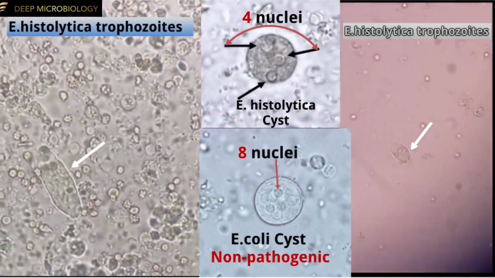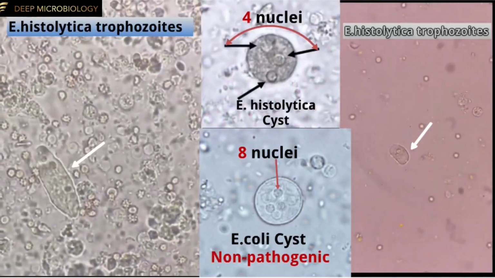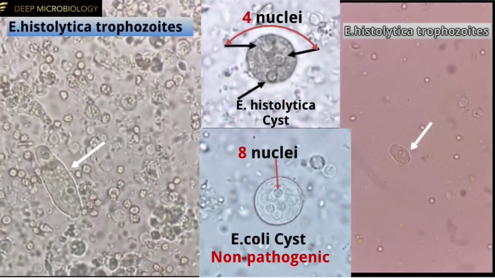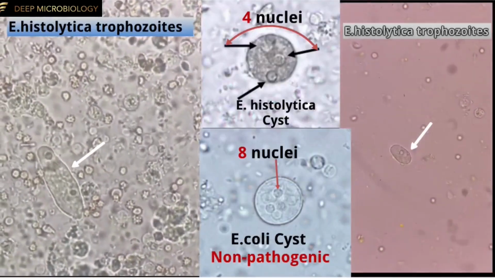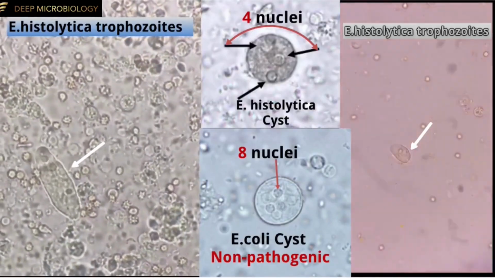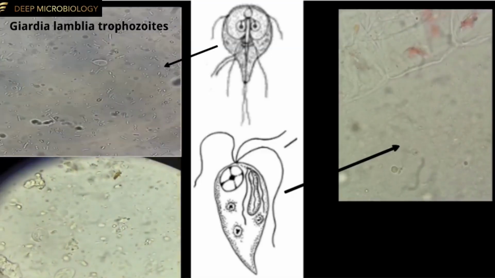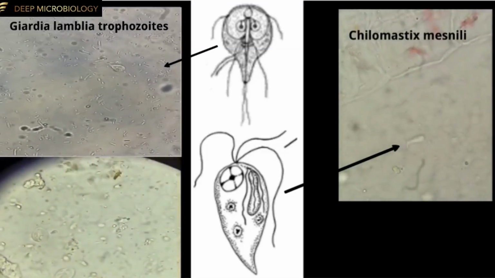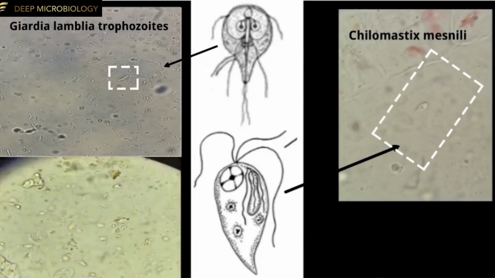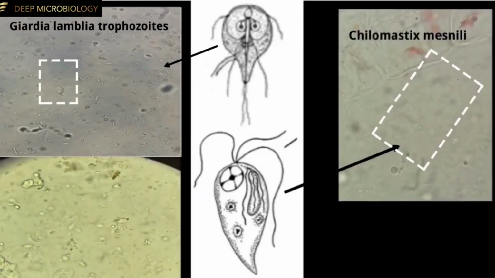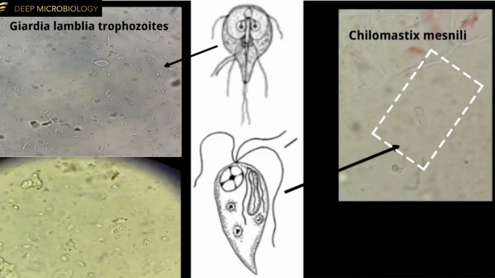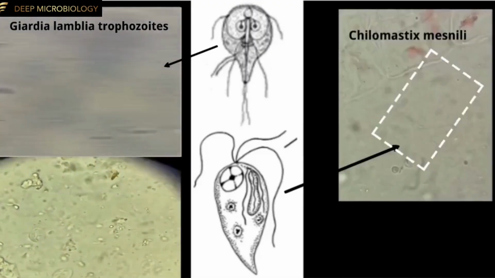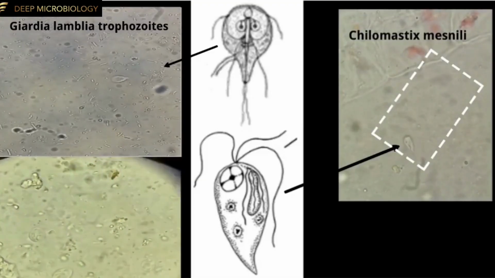The variation in trophozoite size reflects normal morphological diversity, likely influenced by phagocytic activity, and the dynamic extension of pseudopodia during motility. Here we observe that Giardia lamblia and Chilomastix mesnili trophozoites are both commonly found in stool samples and may appear somewhat similar under the microscope. However, they can be differentiated by their motility, which serves as a key diagnostic feature.